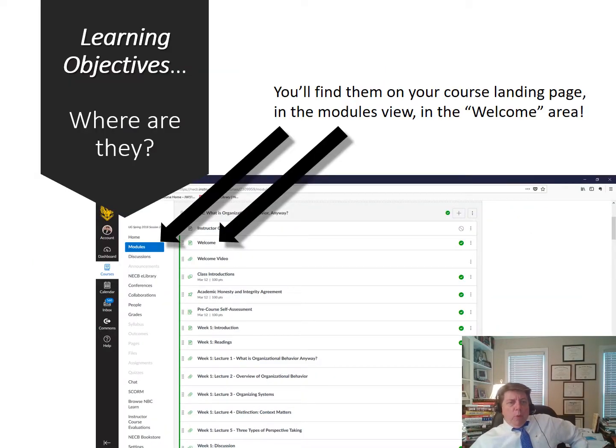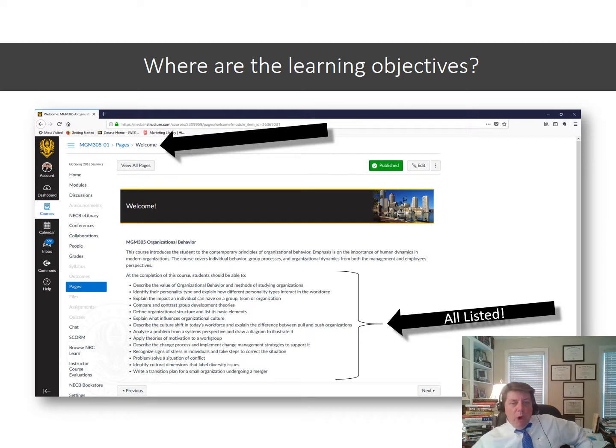Let's start out with, where can you find learning objectives? Basically, if you go to your course landing page, under your modules view, you'll see a welcome message. That's where you'll find all of your learning objectives for the course. When you open that view up, prominently displayed in the middle of the page are all of the learning objectives for the entire organizational behavior course.